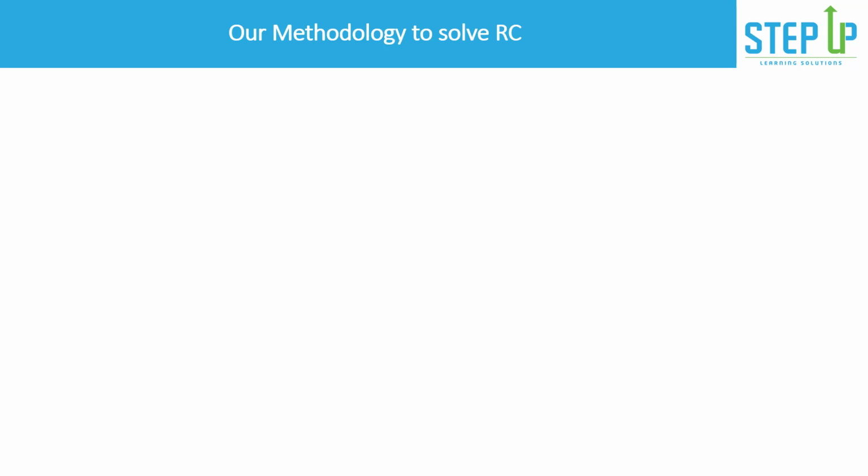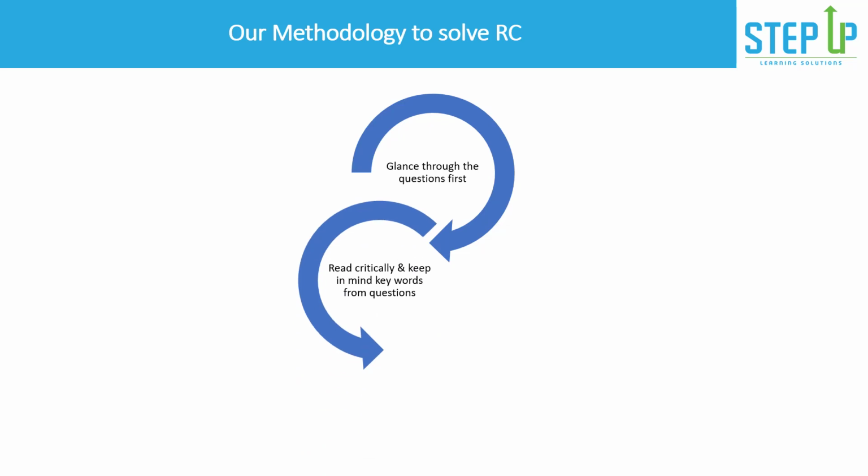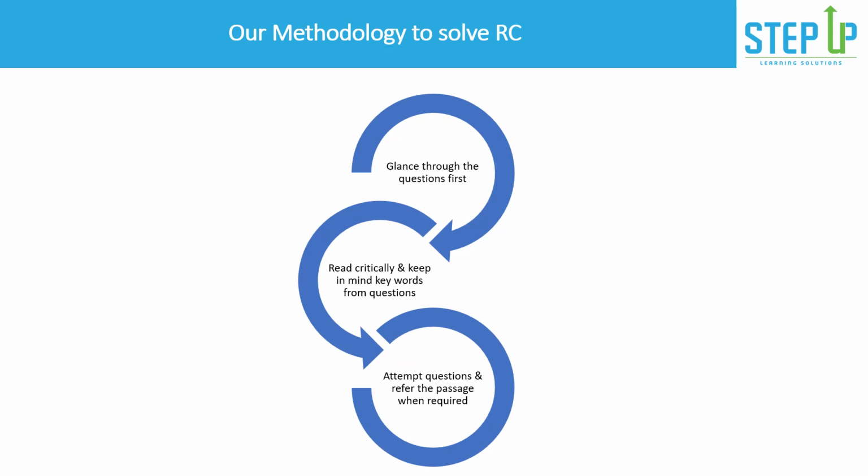Before we start the RC, let me quickly revise the methodology. Again, it's a simple 3-step process. One, we glance through the questions, keeping in mind what the keywords are and what types of questions are being asked. Second, we then start reading the passage critically and keep in mind those keywords on which there are questions in the actual passage, and then we start attempting the questions.